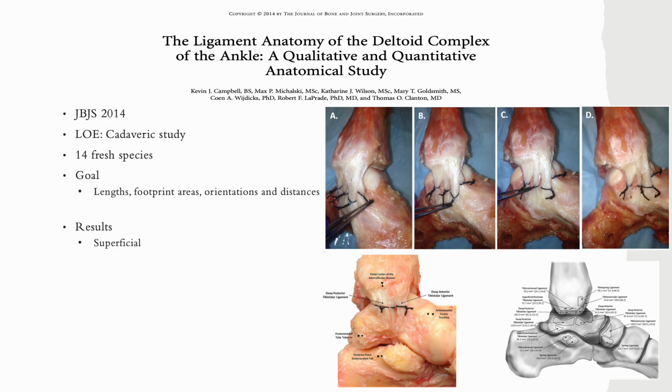The results of this study, the superficial band has the tibio-navicular, which is found 100% of the time. They had the tibio-spring, which was 100% of the time. And then they had the tibio-calcaneal, which they found 79% of the time. And then they have the superficial portion, which they found 79% of the time as well. The deep was more consistent. The deep anterior, about 93% of the time. And then the deep posterior, they found 100% of the time in these specimens.